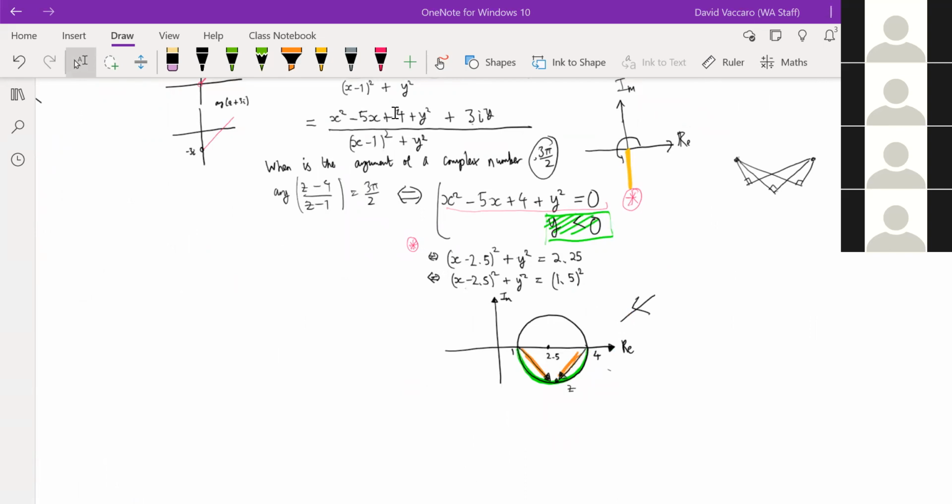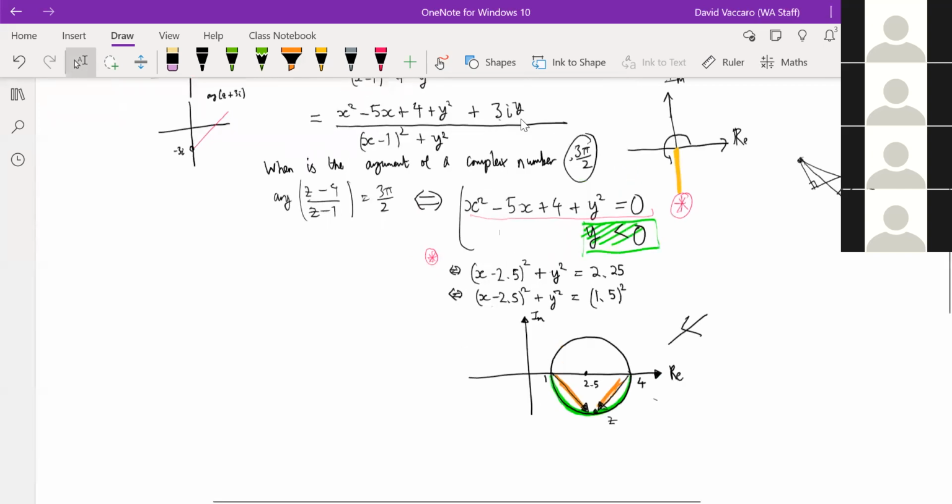Someone's asked in the chat, so if the argument was pi over 2, would it be the other side of the axis? Yeah, absolutely. You can see that because if the argument had been pi over 2, the only thing which would have changed was we would have been taking the positive imaginary axis and y would have been bigger than 0.